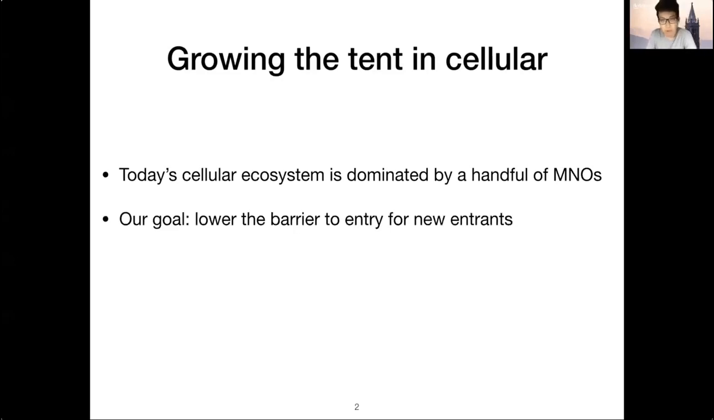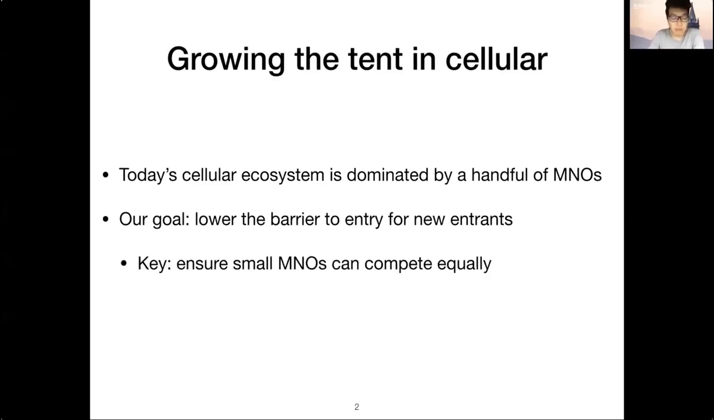Therefore, the goal of this work is to bring competition to the cellular ecosystem by lowering the barrier to entry for new entrants. We would like players other than the major carriers to join the cellular ecosystem and profit from providing cellular access. We realize that the key to enable such a vision is to ensure that MNOs with small to medium scale footprint can compete equally within the ecosystem. By small to medium scale footprint, I mean, for example, MNOs covering a city, a village, a campus, or down to even a single cell tower.